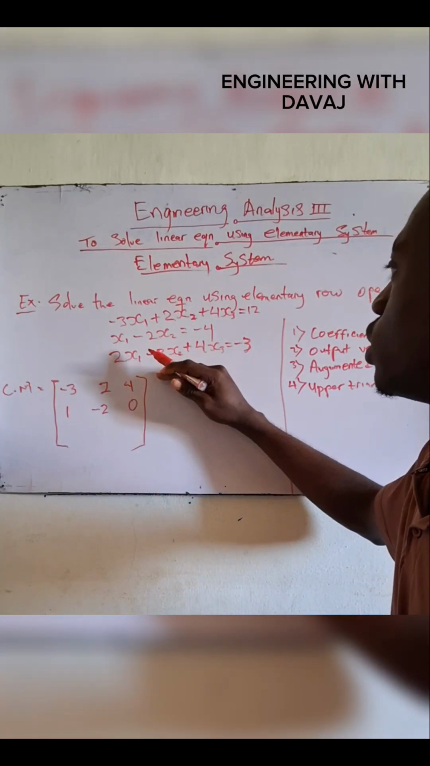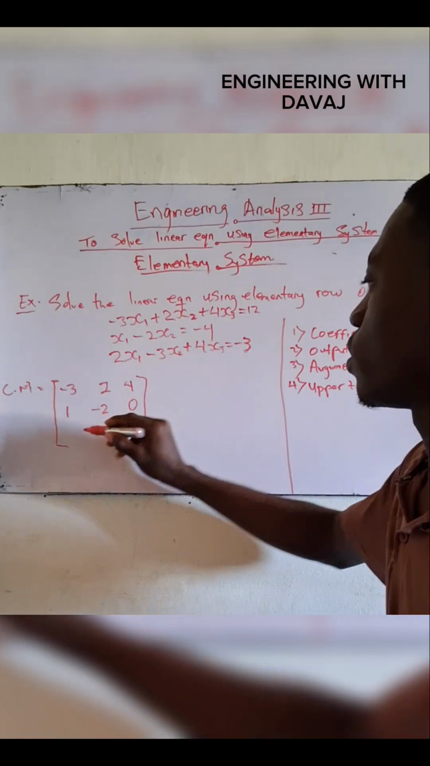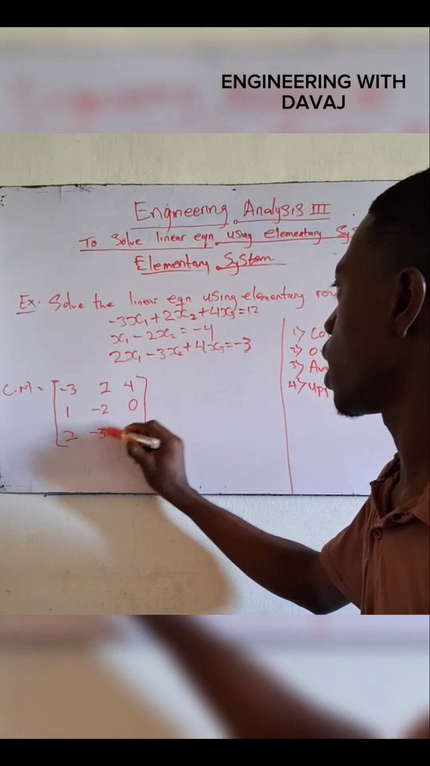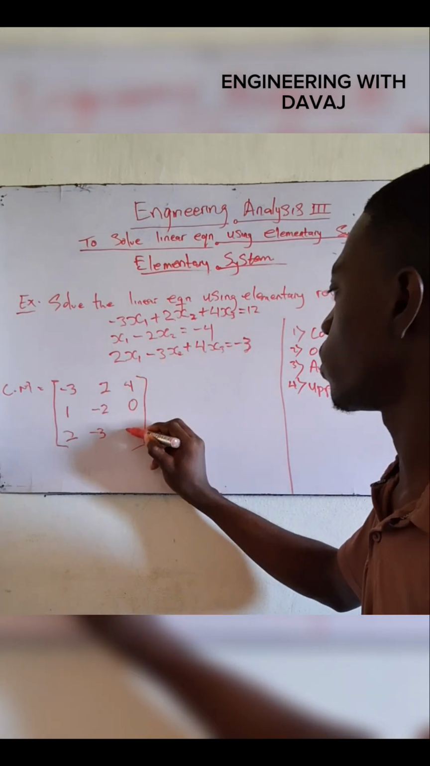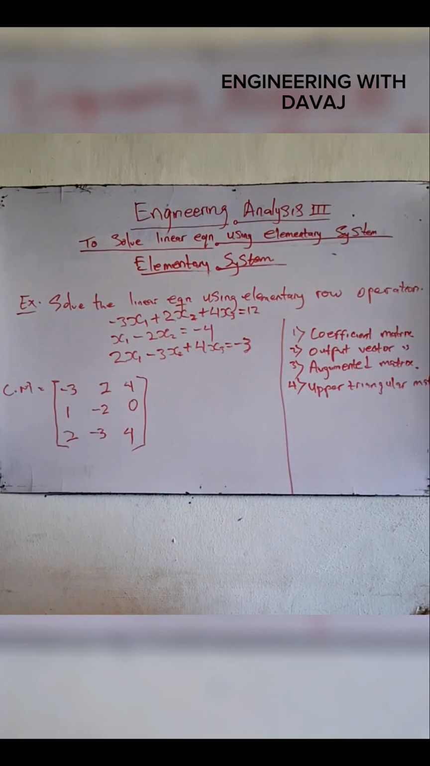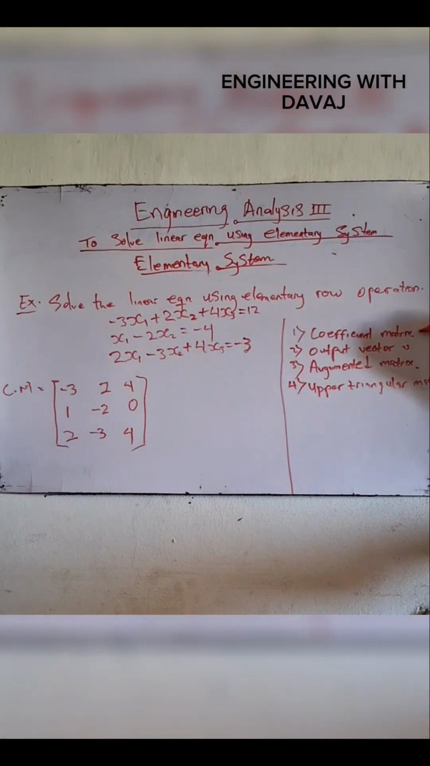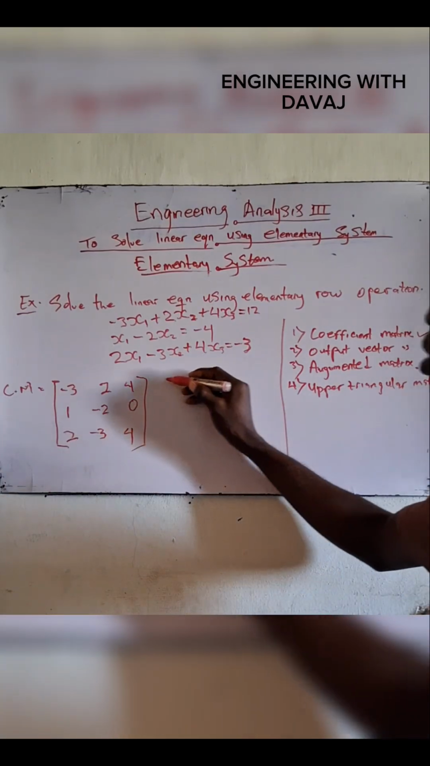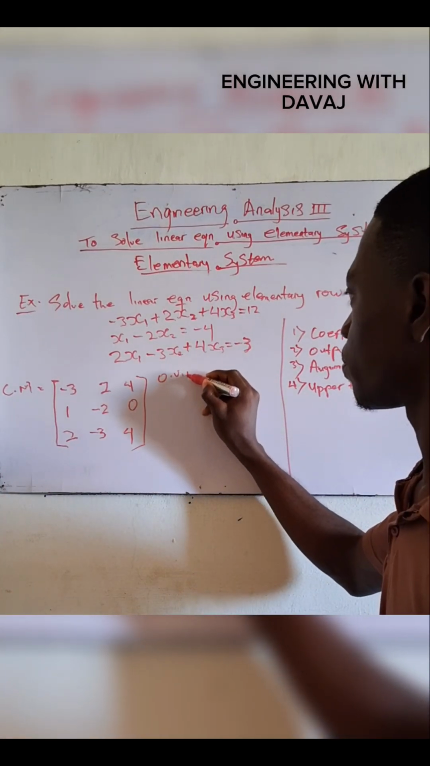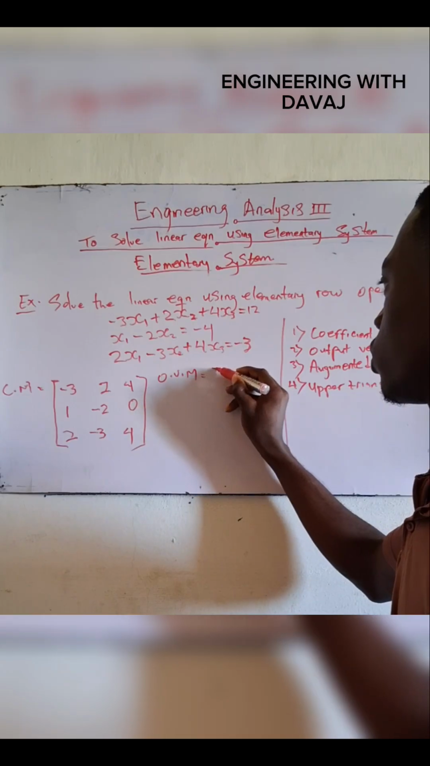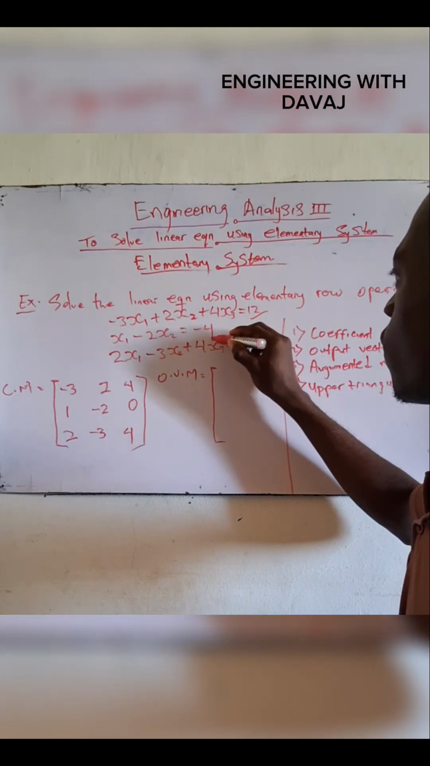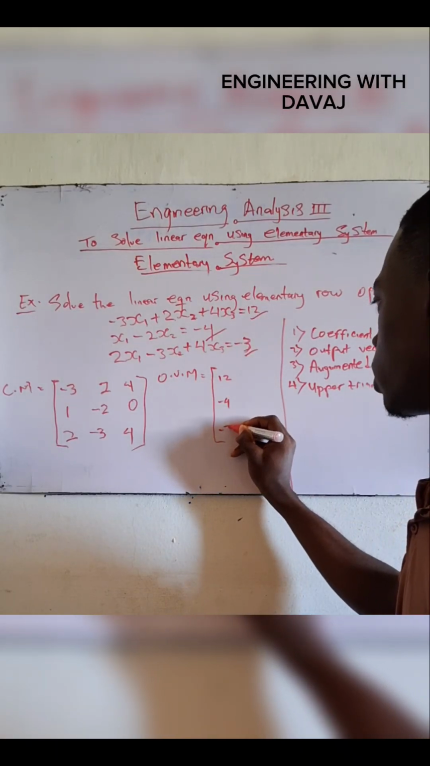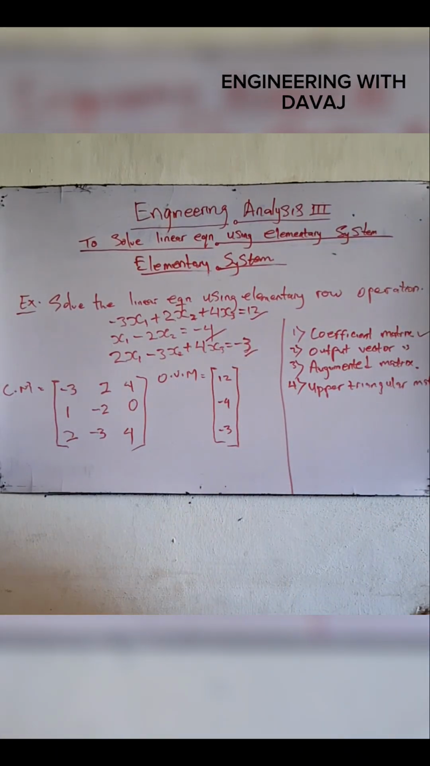So in the third linear equation, we have x1 to be 2, x2 to be minus 3, and x3 to be 4. And I'm done writing my coefficient matrix. This is what it looks like. Now, writing out the output vector matrix, this is my output vector matrix, which is equal to 12, minus 4 and minus 3. That is my output vector matrix.